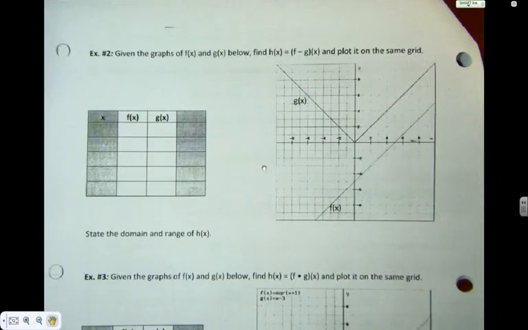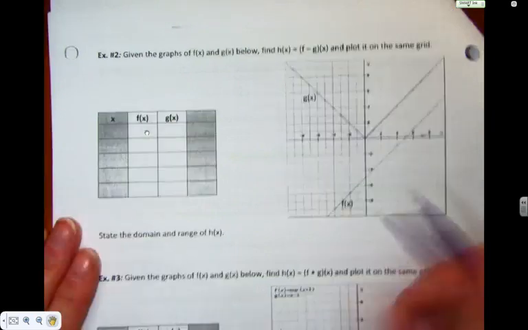Given the graphs of f of x and g of x below, find h of x if it equals f minus g of x and plot it on the same grid. Okay, what kind of graph is f of x? It's a linear function. What is g of x? High five, that's our absolute value. So base graph way back from unit 3. Okay, how do you recognize an absolute value graph? It's the v. Okay, so the v is the absolute value.